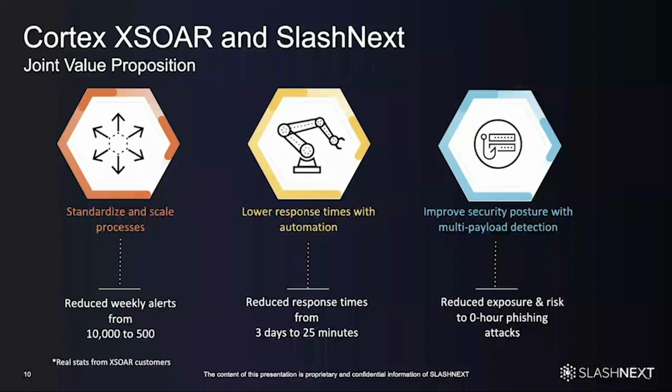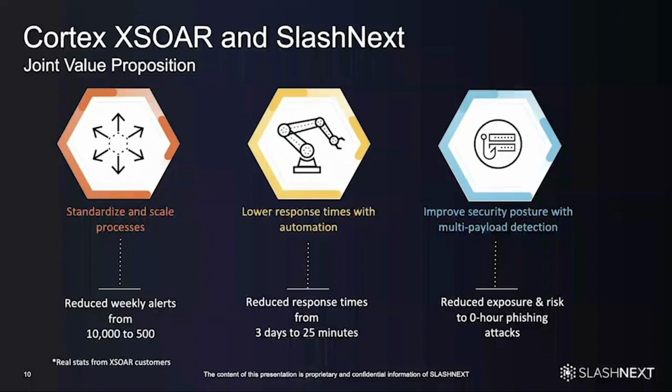When I say scale, you could have 50 such malicious emails getting readily ingested, and the teams are really challenged when it comes to adhering to the SLA. So this integration and Cortex XSOAR's playbook standardizes and scales across the incidents, all 50 incidents in this case. And these are some of the stats. Some of the customers could reduce from 10,000 to 500 by using Cortex XSOAR.